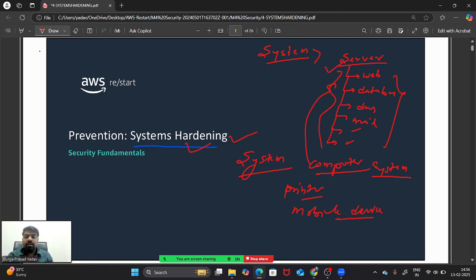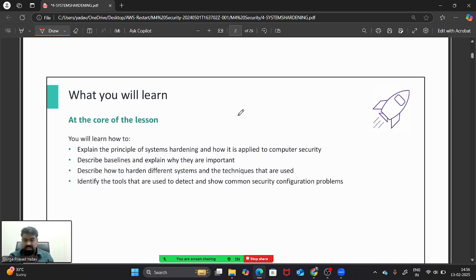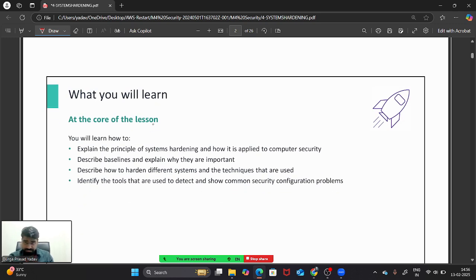So right now we are going to start learning system hardening. Application hardening will also be coming, and I will be discussing it in the same. So what exactly we are going to learn and how this agenda is working, we will be discussing here. First of all, we'll see the principle of system hardening, how basically we are applying the principle of system hardening. What are the strategies, what are the principles that we are following to apply security on a system?